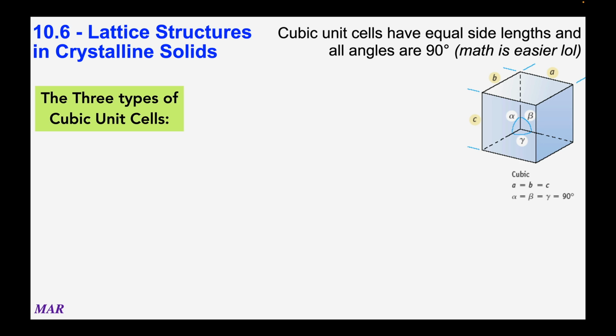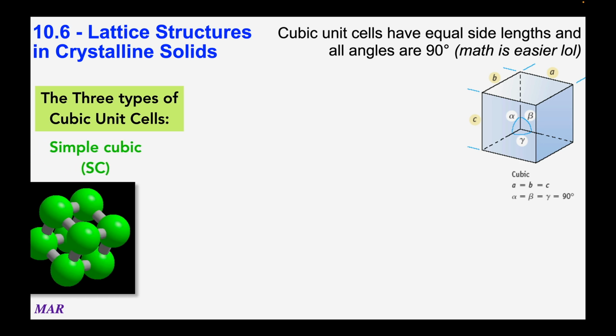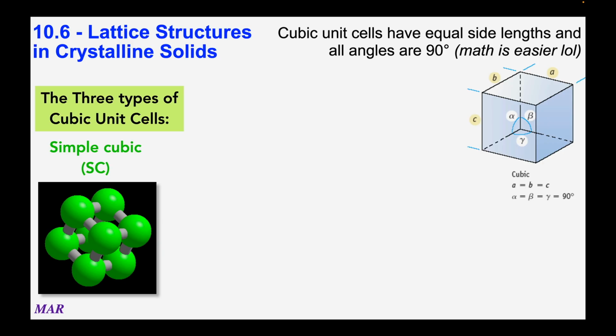That makes the math a little simpler. You don't have to use sines, cosines, stuff like that. The 3 types are called simple cubic, which we'll abbreviate SC. A simple cubic cell just has an atom in each corner of the cell. There are 8 corners in a cube, and each of them has an atom there. That's called the simple cubic, and it is the simplest one, as we'll see.